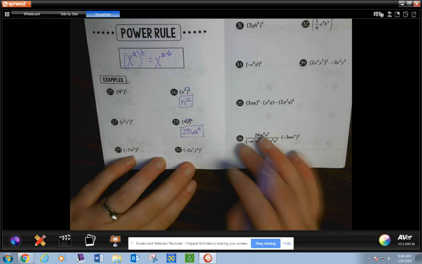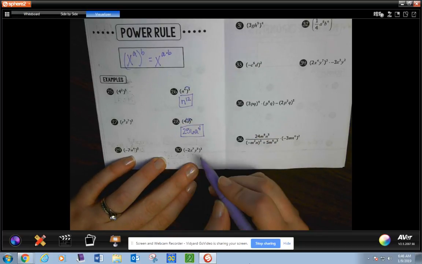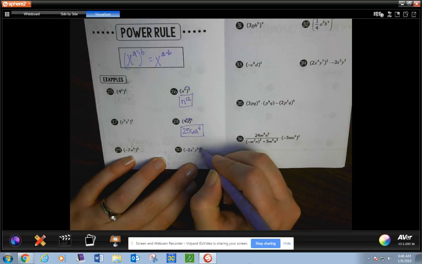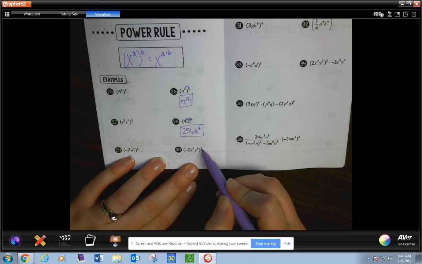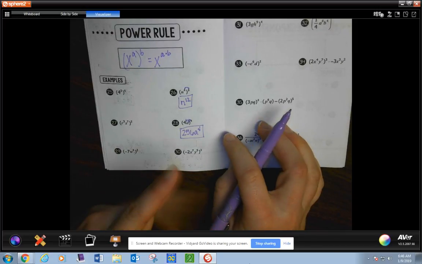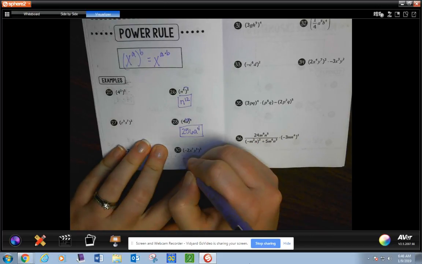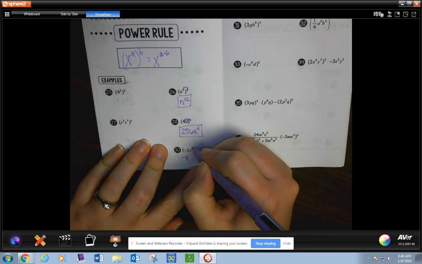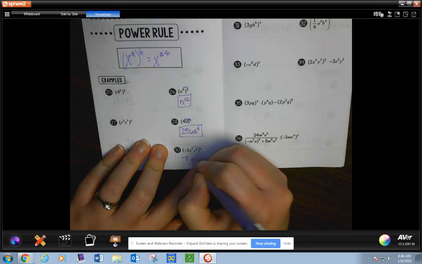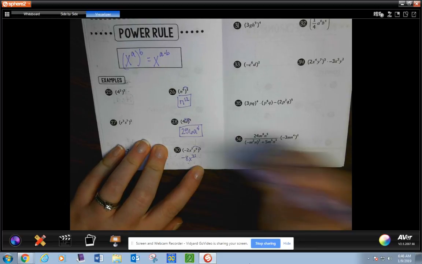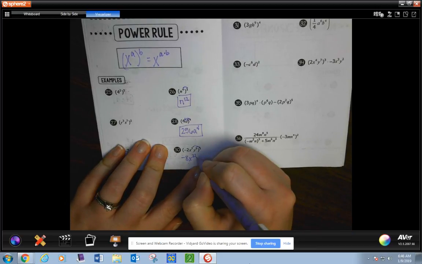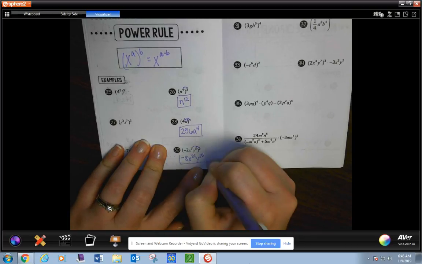Okay, for 30, I have negative 2, x to the 7th, y to the 5th to the 3rd. The first thing we're going to do is take negative 2 to the 3rd power. So negative 2 times negative 2 times negative 2. Okay, and that's going to give me negative 8. And then I multiply my exponents. So 7 times 3 gives me 21 for x, and 5 times 3 gives me 15 for y. And that would be my answer.